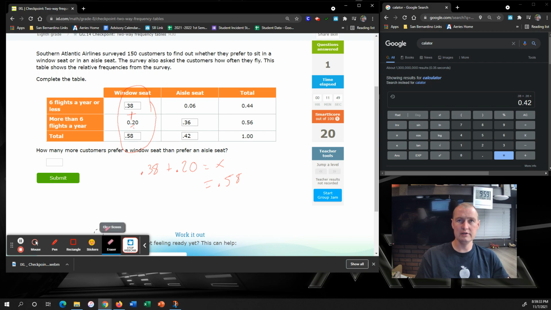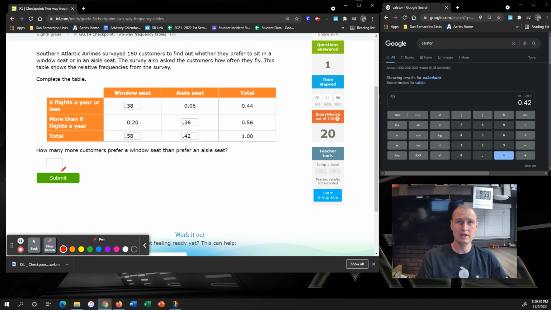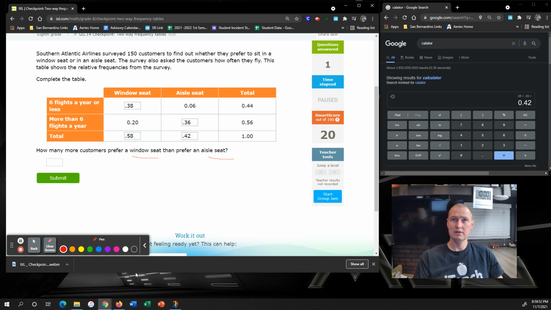All right, clear the screen. We got ourselves a completely filled out frequency table. Very, very nice. Now we need to ask ourselves, how many more customers prefer a window seat than an aisle seat? Very interesting things on airplane. Basically, when you're on an airplane, if you sit towards the middle, it's called an aisle seat. And if you sit on the ends where the window's there, they call that a window seat. Most people on an airplane would like the window because you can see out. All right. How many more customers prefer a window seat?